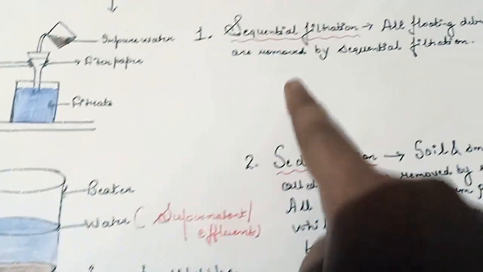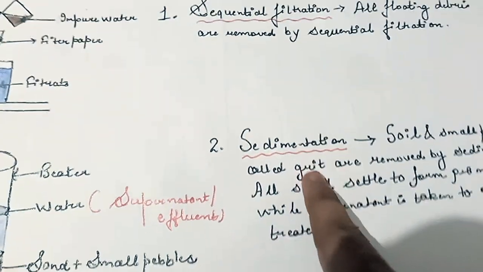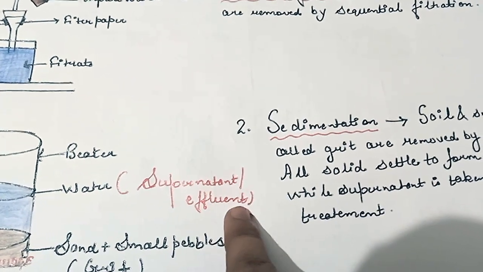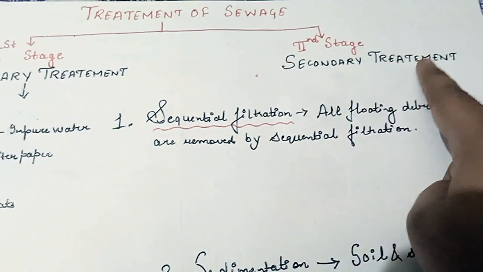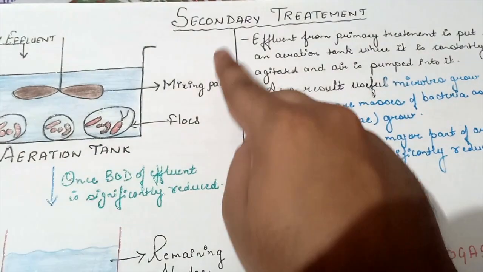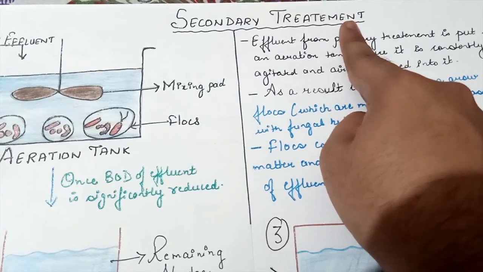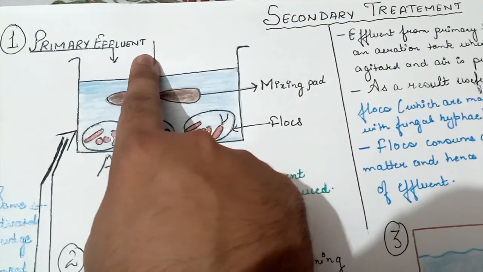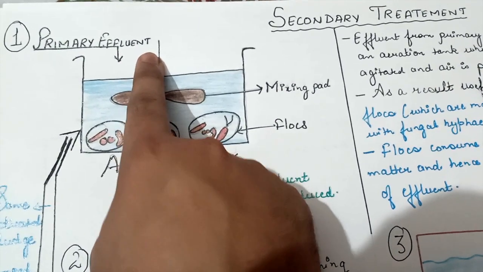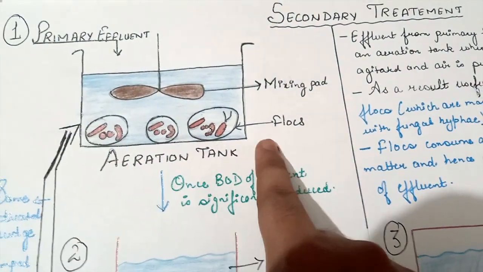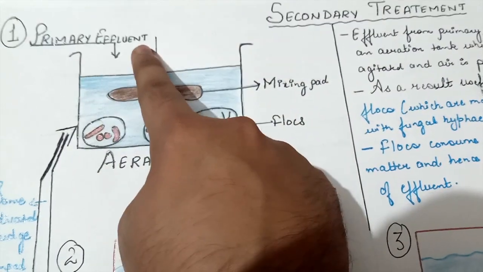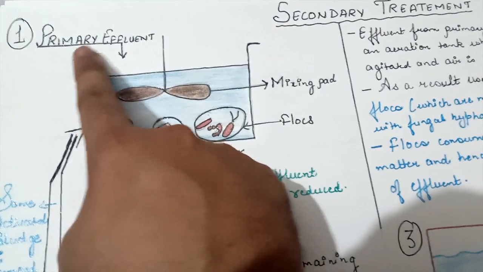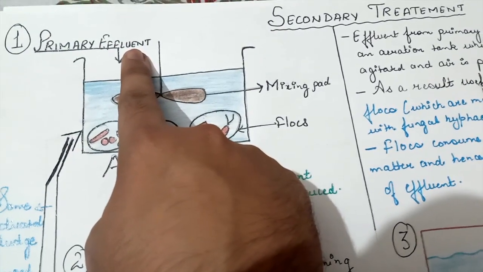Now after sequential filtration and sedimentation, this primary supernatant or effluent is taken to secondary treatment. Now let us understand secondary treatment. In secondary treatment, the primary effluent from the primary treatment is put into an aeration tank. So the primary effluent is put into the aeration tank. This primary effluent we got from the primary treatment.